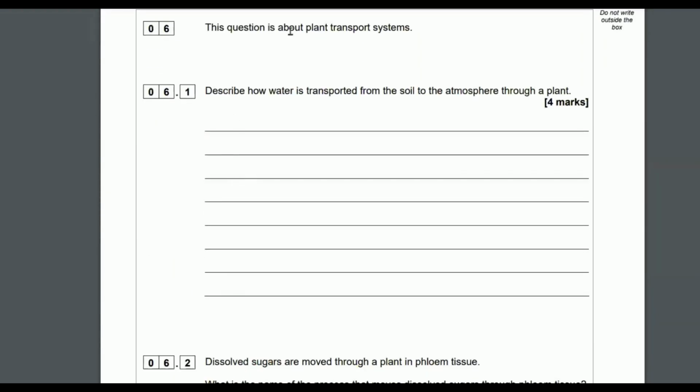Okay, this question is about plant transport systems. 6.1, describe how water is transported from the soil to the atmosphere through a plant. So what we're going to look at here, you have the roots of a plant, and then we have the stem of a plant, and then we have the leaves of a plant. And what we're looking at is the journey that the water goes on. So first of all, how does the water, the H2O, get into the roots? Then how does it move up the stem? And then how does it get out of the plant?